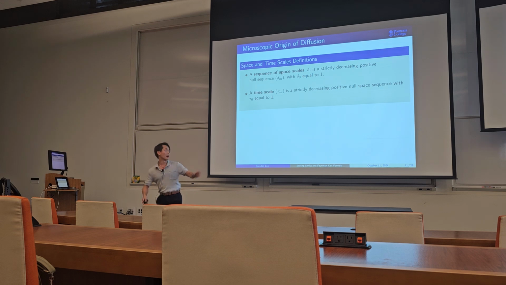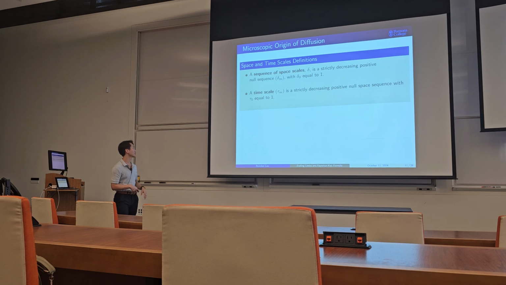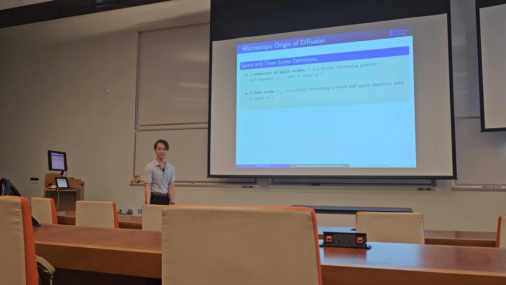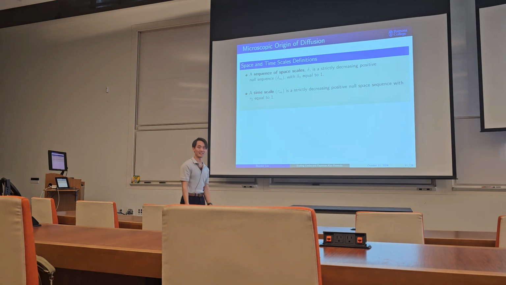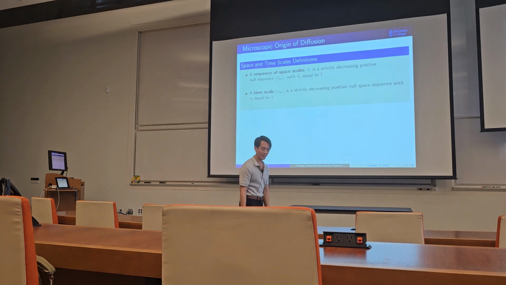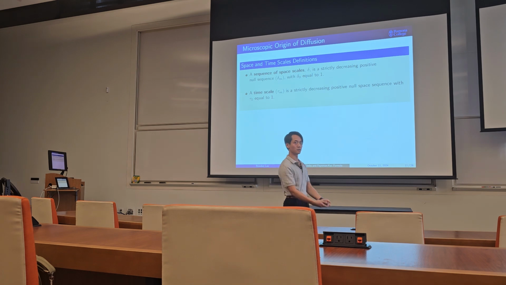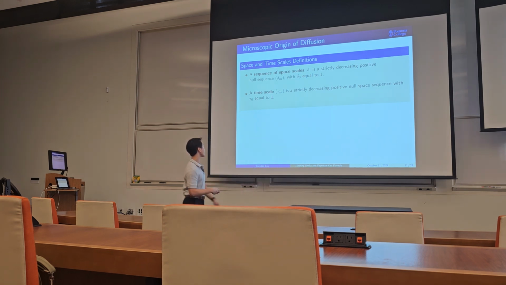And similarly, we have this time scale sequence with tau, which is also a strictly positive decreasing null sequence, where tau not is equal to 1. I like thinking about this from the perspective of timestamps, where if tau not is equal to 1, you're taking a timestamp of every single step. But as the sequence gets smaller, it's like taking a timestamp of half a step, and then a quarter of a step, and so on and so forth. So it gets smaller and smaller.